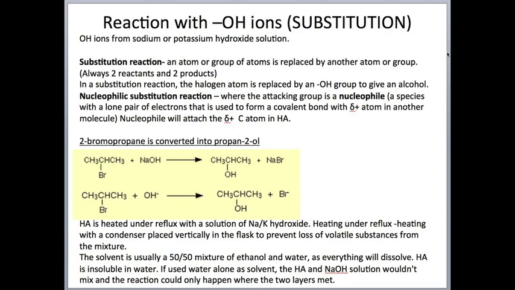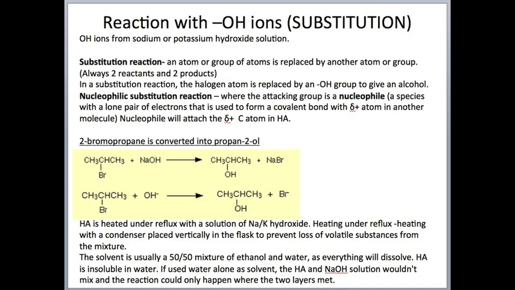And the nucleophile will attach to the delta positive carbon atom in the halogenoalkane. So in the substitution reaction, the halogen atom is replaced by an OH group to give an alcohol. So here we have an example where in this case the Br has been replaced by the OH. So we're going from a bromoalkane to an alcohol. And this is the ionic equation for the above.